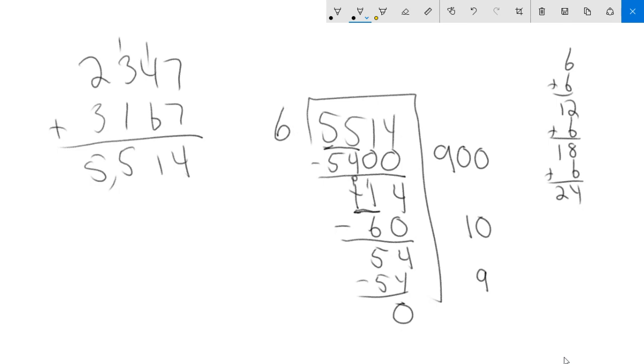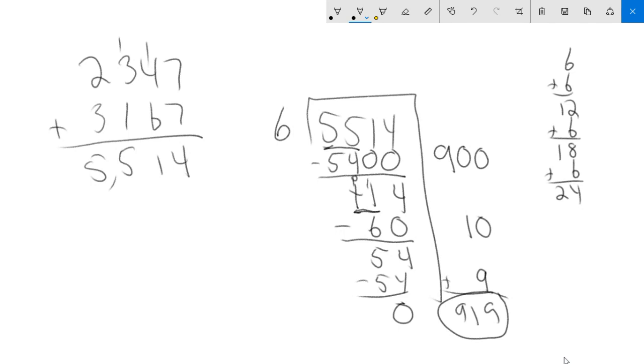I made 9. We can just add them up. Let's see, 9, 10, and 900. So I made, all together, when I separated 5,514 magazines into 6 piles, each of those piles would have had 919 magazines in it. It's a lot of magazines. Okay.